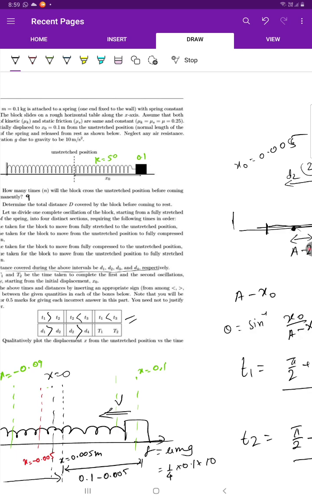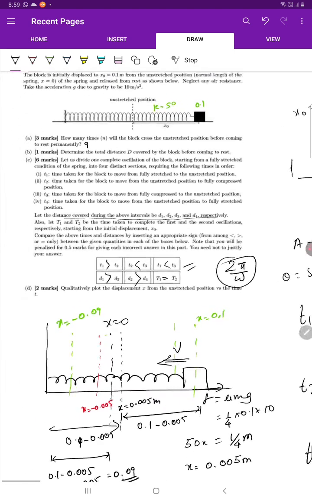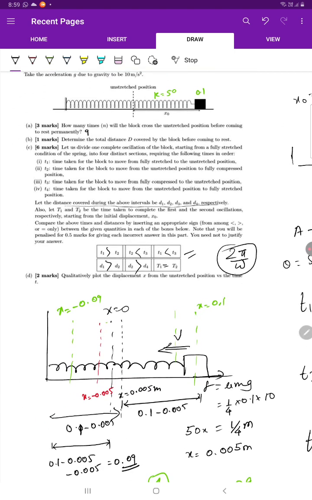Now comparing T1 and T2: they say the time interval to complete the first and the second oscillation starting from the initial displacement. Now overall, an angle of 2 pi is covered in both of them. So basically T1 is equal to T2, because the time period will be 2 pi by omega in this case, right? Hope you get it. Now the last part says you have to plot the displacement x versus time graph.